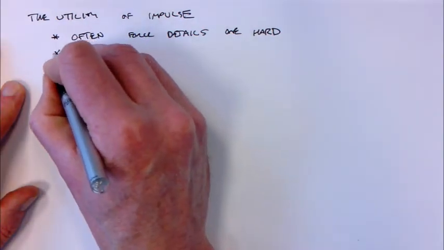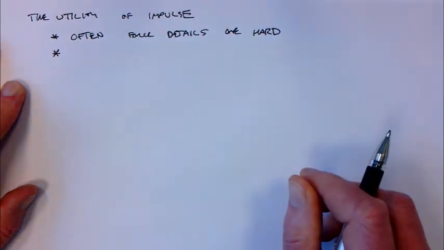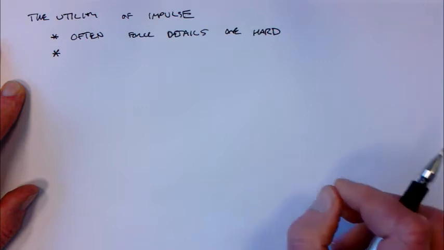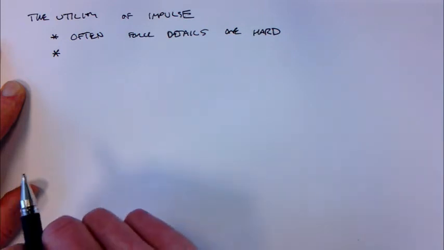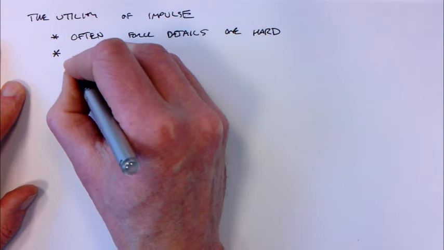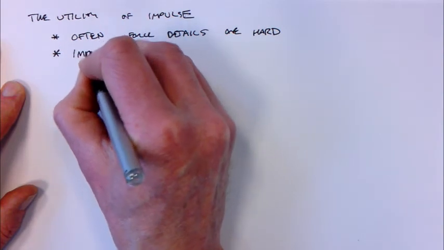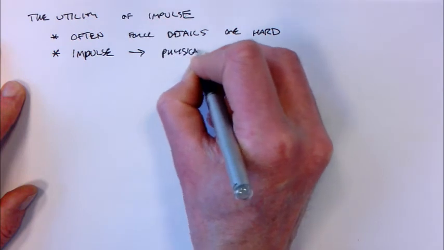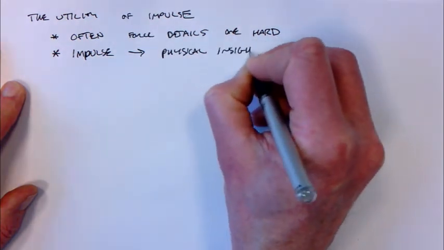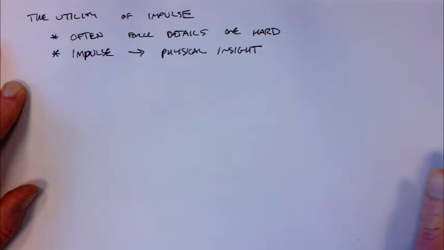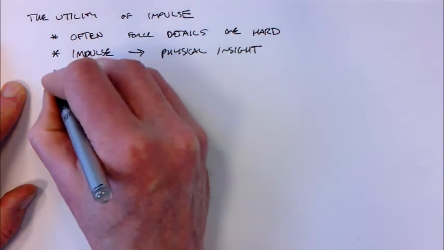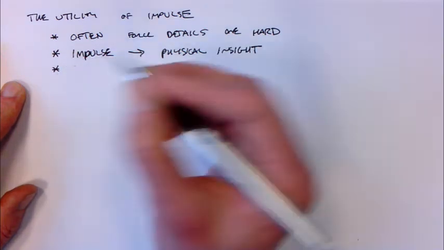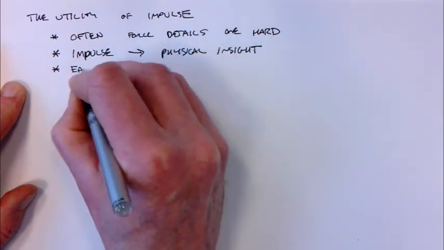The second thing is that often impulse can give you insight into what's going on with the forces, even though the actual force details are hard. So it's often possible to go from impulse to physical insight without having to think too hard about what the details of the forces are. And then finally, of course, impulse has simple utility in that sometimes it's just easier for calculational purposes.